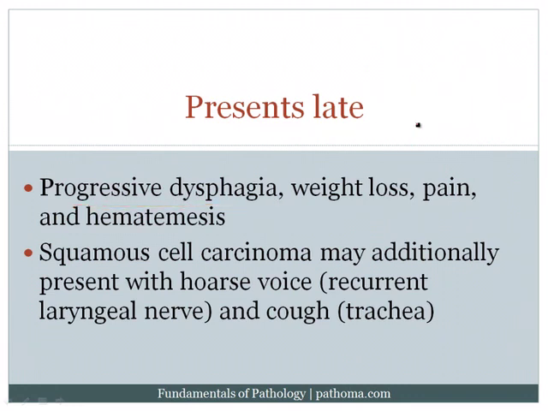The patients will present with weight loss, which is a classic finding in cancer. There will be pain, and there could be hematemesis. Of course, as the cancer grows, it's going to expand and stretch the mucosa, which would result in bleeding and blood in the vomit, or hematemesis.